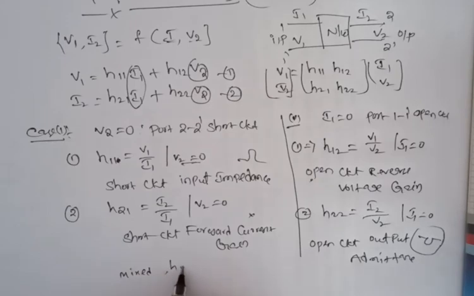If you use Z parameters to analyze a transistor amplifier, you will get only the Z parameters, impedance parameters only. You will get input impedance, output impedance, and transfer impedance.